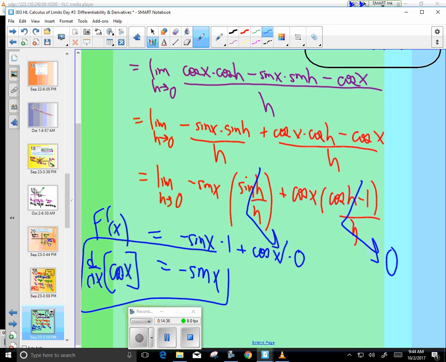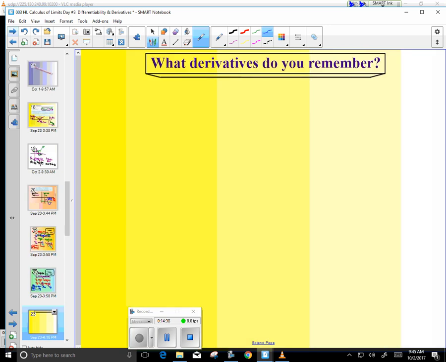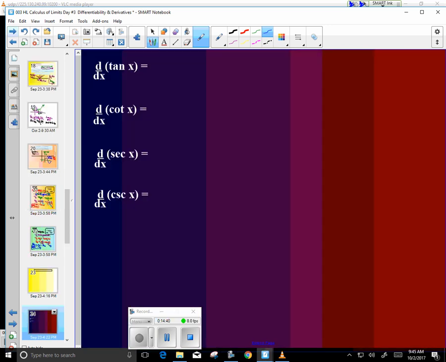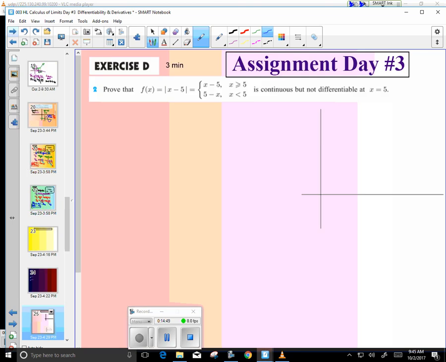Fantastic. So now what you can do, you remember all these other derivatives? Tangent, cotangent, secant, cosecant. We'll keep practicing those, and we'll see more with that tomorrow. But you can look those up.